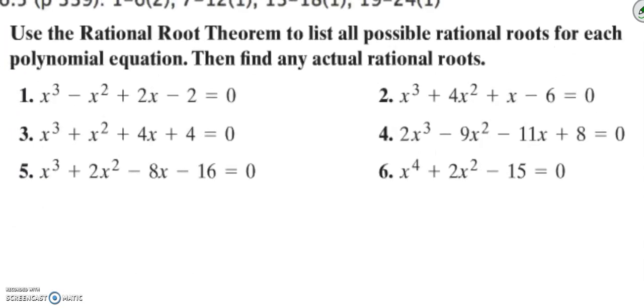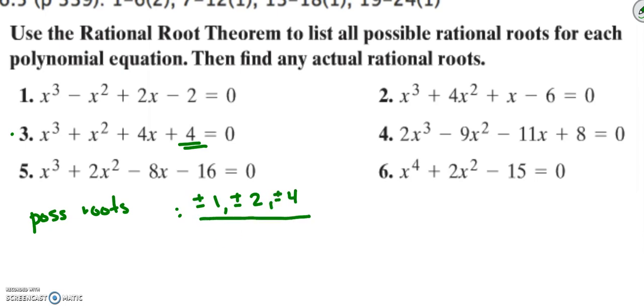Alright, so now let's take a look at 1 through 6. I've got enough time on this video to do number 3, and then we'll finish up with the third one. So looking at number 3, we want to find possible roots, and that is going to be looking at your factors of 4. So that would be plus or minus 1, plus or minus 2, and then plus or minus 4, all over the factors of the leading coefficient, which in this case is just plus or minus 1. So our possible roots are plus or minus 1, plus or minus 2, plus or minus 4.